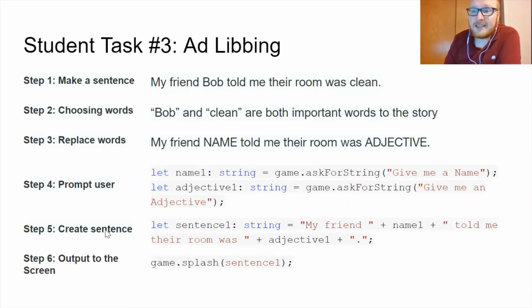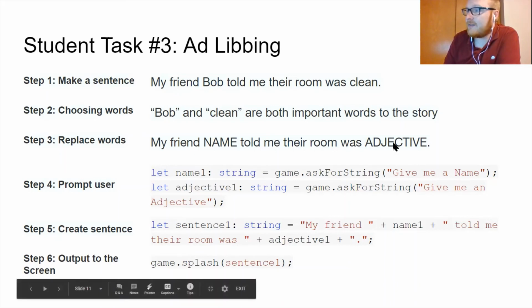Then we create the sentence, which I call sentence1. My friend, instead of typing the name, now I do name1. And then another quote, told me their room was, and then instead of adjective, I'm typing the variable adjective1, and then I end it with a period. And then finally, I splash it onto the screen. So let's see what happens when I do that.